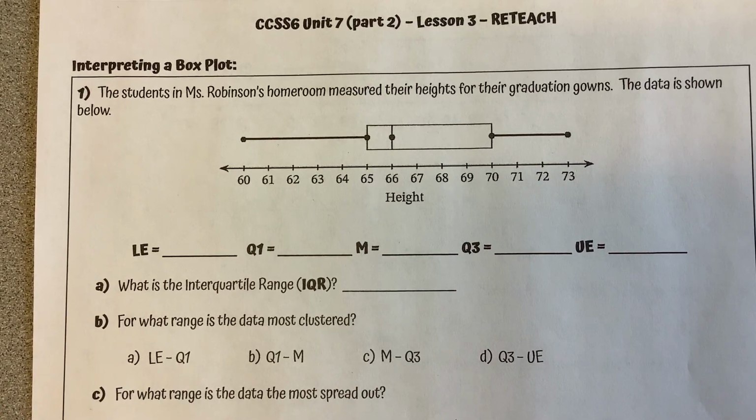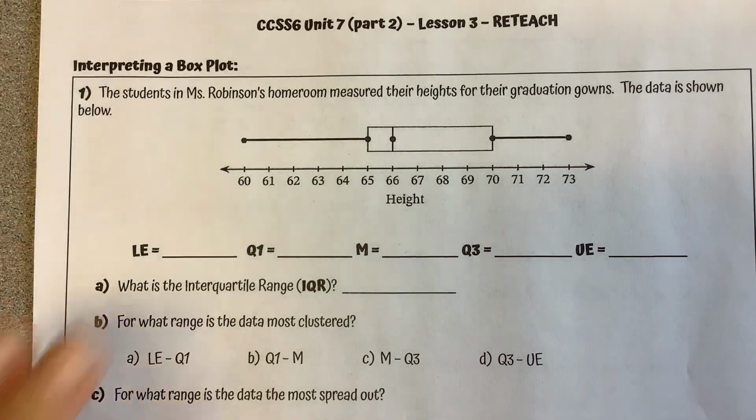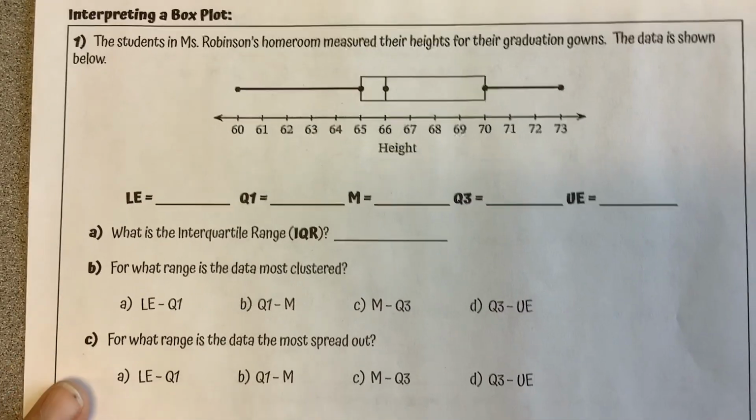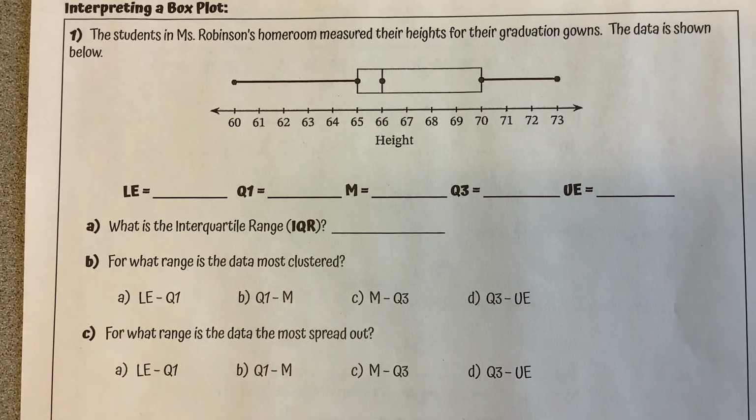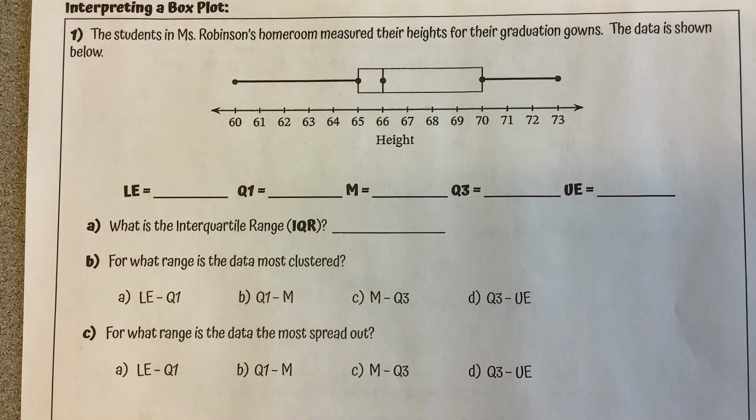Let's take another look at box plots. So, first example, the students in Miss Robinson's homeroom measured their heights for their graduation gowns. The data is shown below. So first off, we're just going to pick out the information.